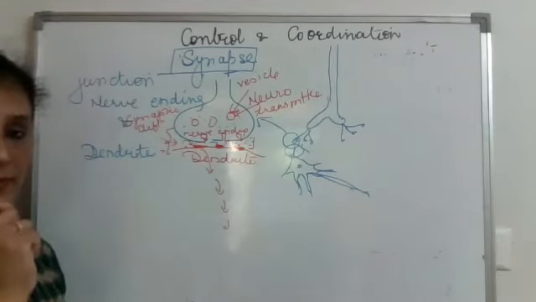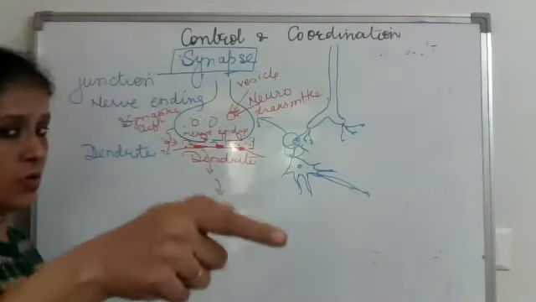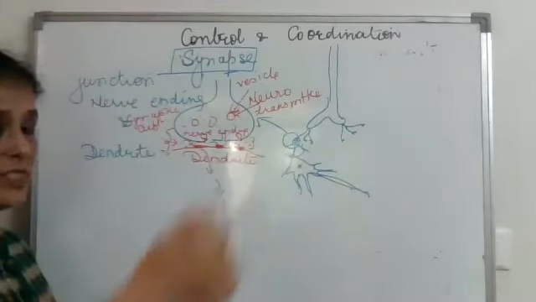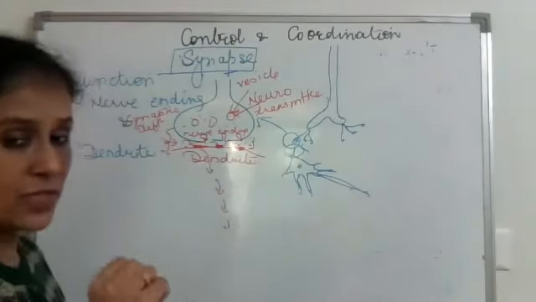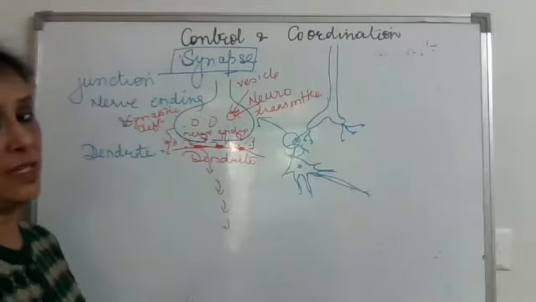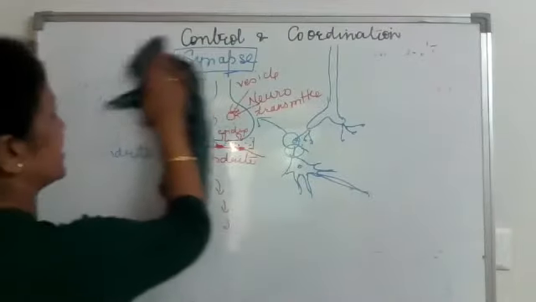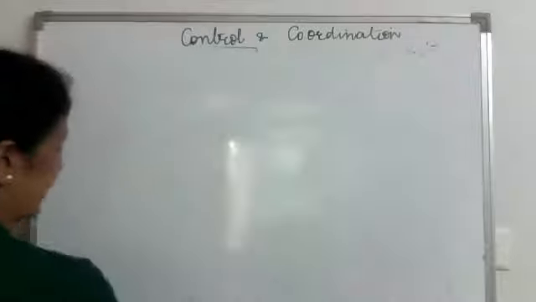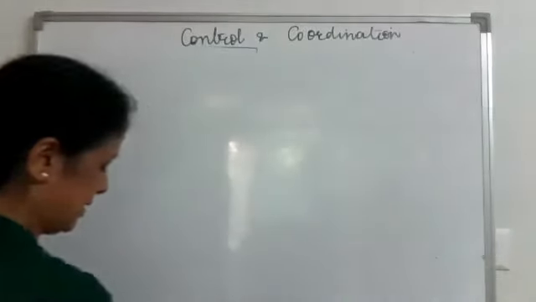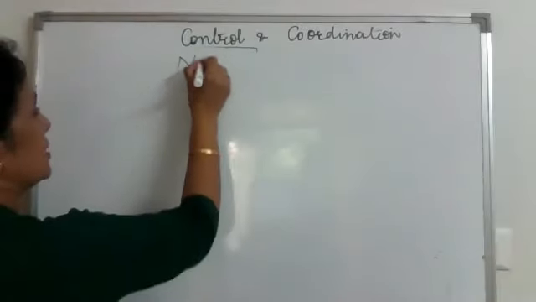Now what would happen when the brain is sending a message through a neuron to any skeletal muscle for movement? Now the neuron is going to end on the muscle, because all the movement in the body is because of the muscles. So now let us see the junction where the nerve endings are ending on the muscle. That junction is known as the neuromuscular junction.